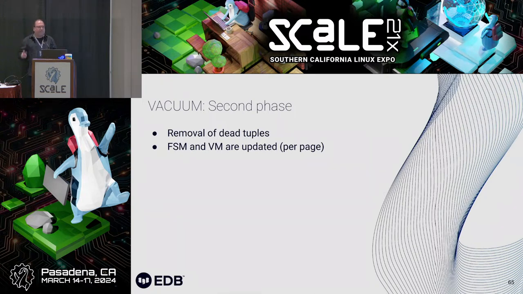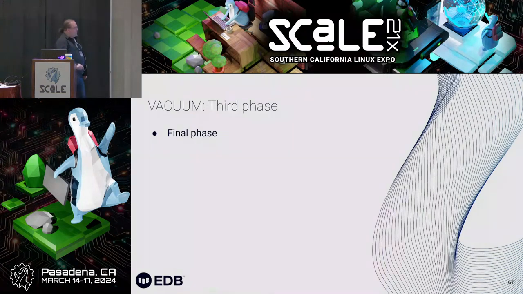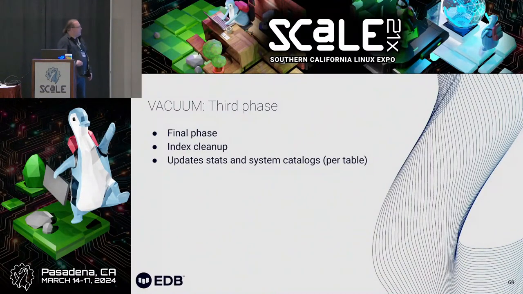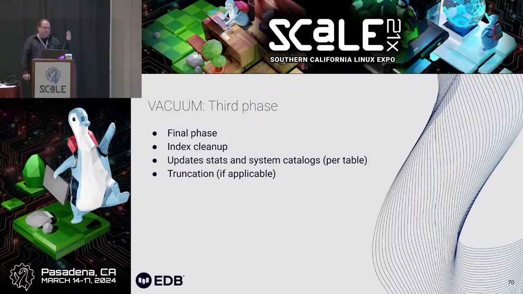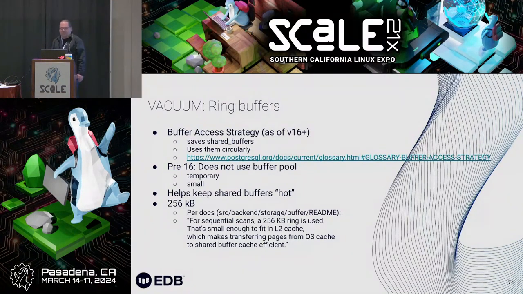So it also updates the free space map, the map where the free space is, and the visibility map per page. And it also repairs fragmentation per page, and this is done. And finally, it does the index cleanup, and updates statistics and system catalogs per table. So if you look at the pg_stat_user_tables, we are going to see the data about when the table was last vacuumed, analyzed, auto-vacuumed, and auto-analyzed. It updates the statistics and system catalog tables, and truncates the last pages if there is nothing there. So eventually, at the end of vacuum, the on-disk size may be smaller than the usual one.